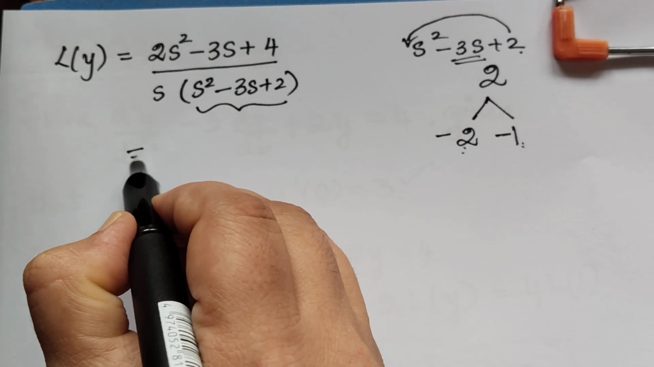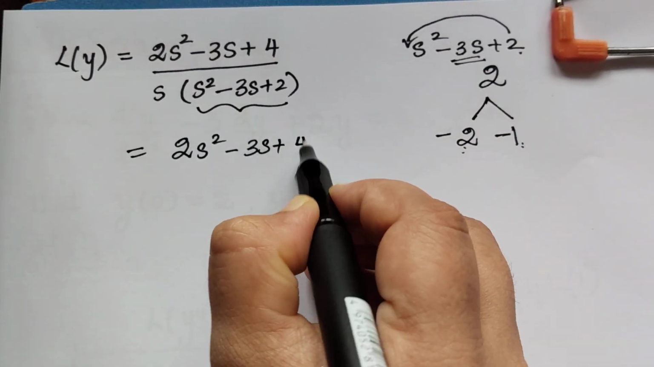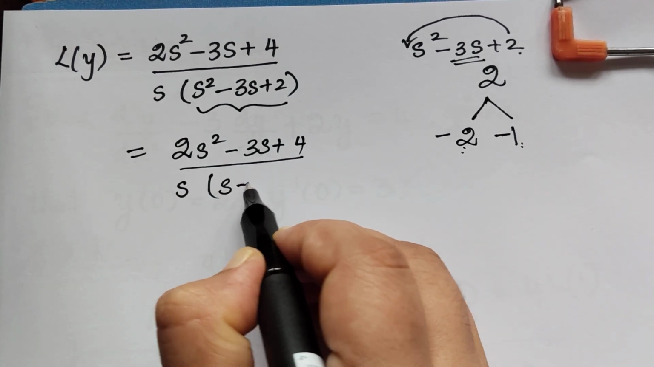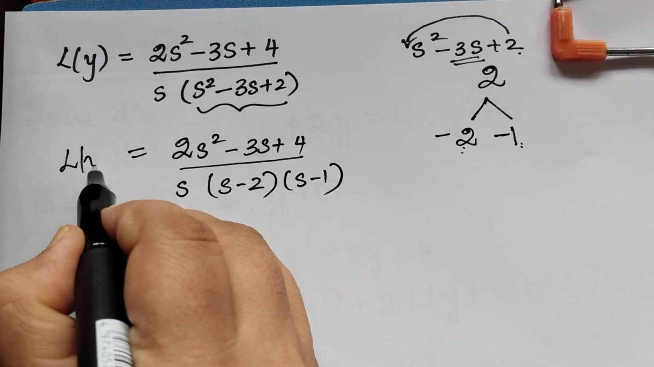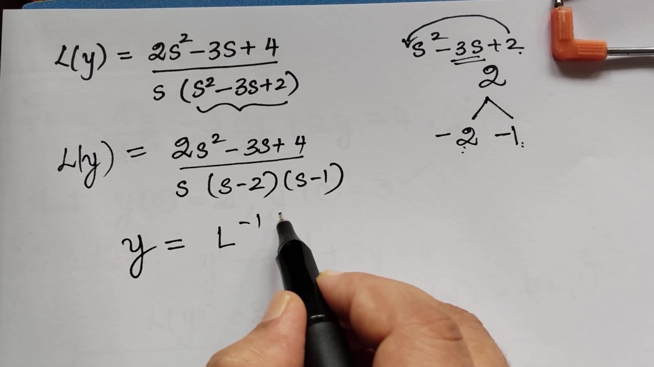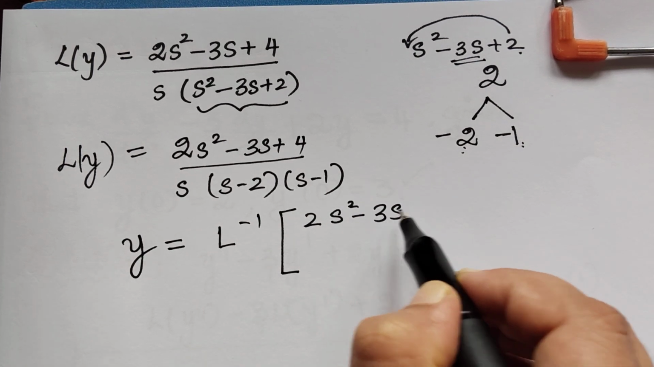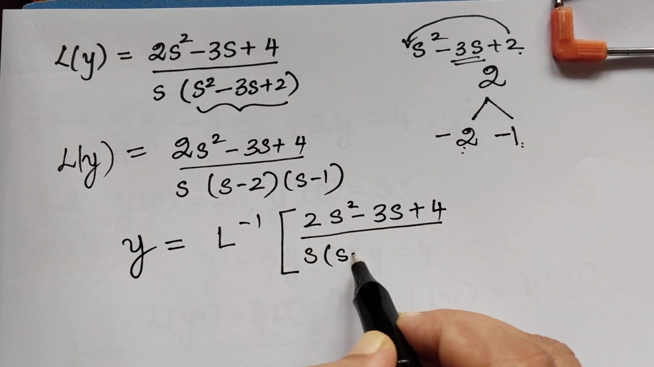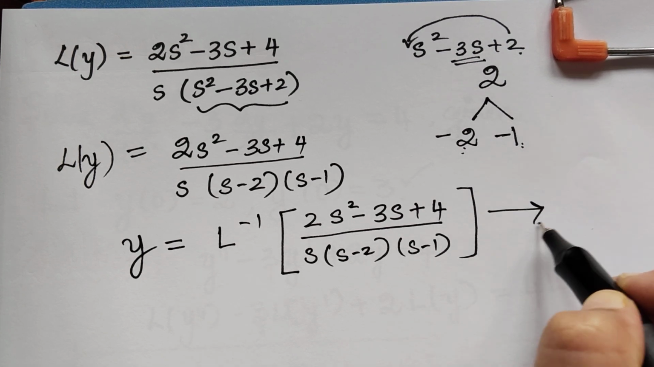And so therefore the denominator can be factorized as, the numerator will come as it is, divided by s multiplied with, here you have s minus 2 multiplied with s minus 1. So this is your L of y. So from this, what is your y? y is equal to L inverse of 2s squared minus 3s plus 4 divided by s multiplied with s minus 2, s minus 1. Let us mark this as equation 1.